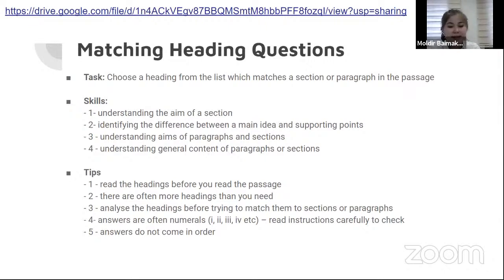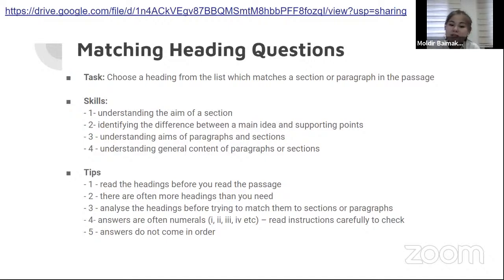Yeah, analyze the headings. It's the why thing that I've talked about, right? So why this paragraph, why this sentence, why this word, why this argument. And answers are often numerals. Read instructions carefully to check.